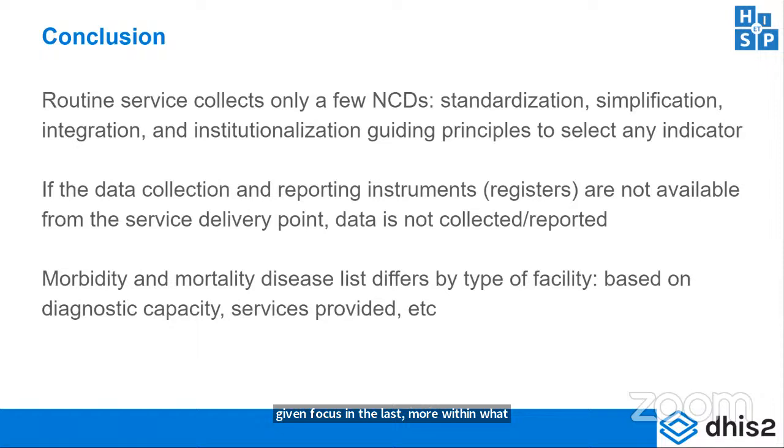Morbidity and mortality disease list differs by type of facility. Another highlight is the community level is expected to collect data about only 94 diseases.